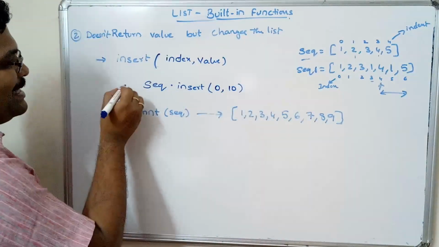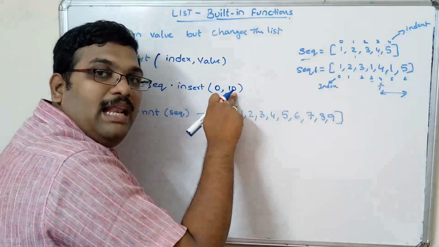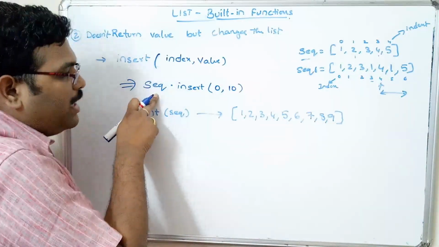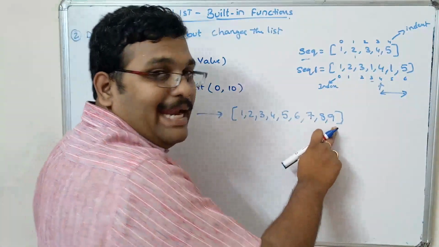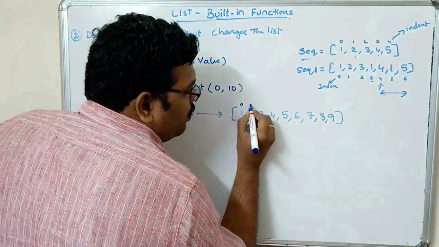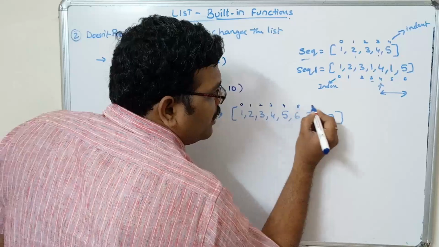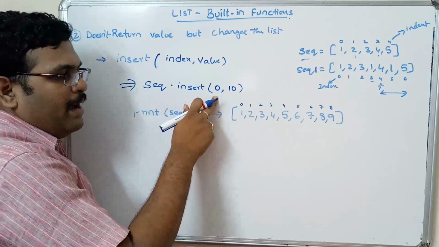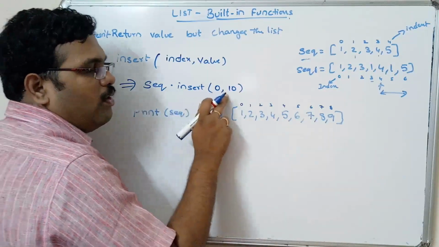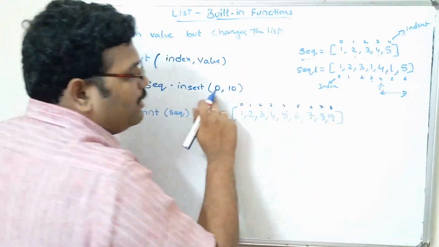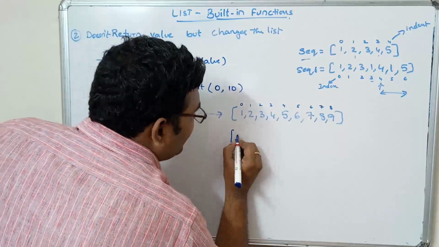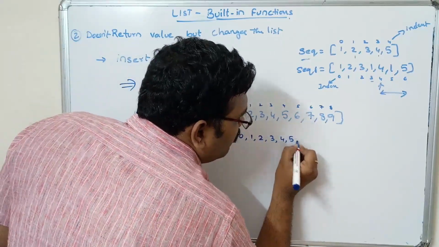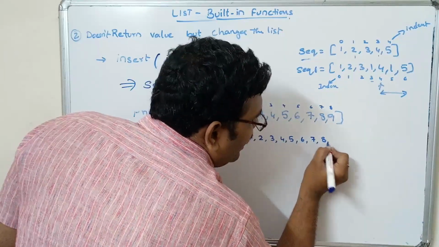10. So this implies I want to insert the element 10 at the index position 0 in this list called sequence. So what are the elements in the sequence? 1, 2, 3, 4, 5, 6, 7, 8, 9. So what are the index positions? 0, 1, 2, 3, 4, 5, 6, 7 and 8. Right? Now after executing this command, sequence dot insert of 0 and 10, 10 should be inserted at the index 0. So we will get the result as 10, 1, 2, 3, 4, 5, 6, 7, 8 and 9.